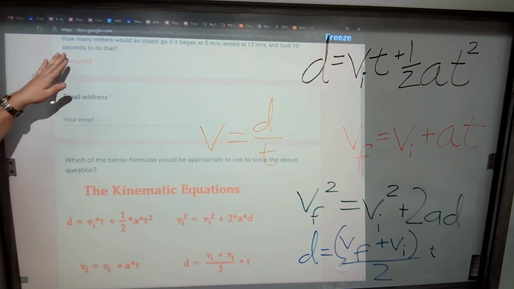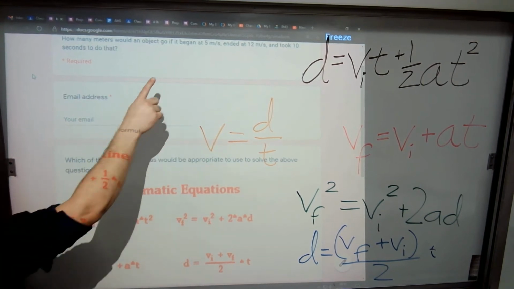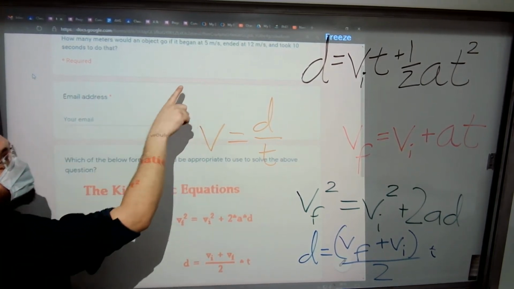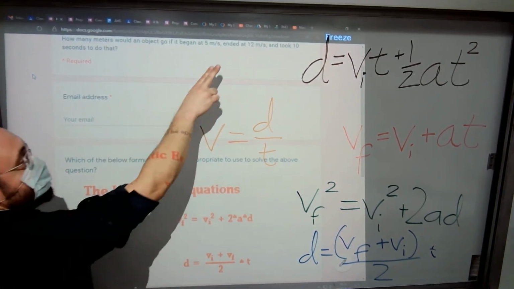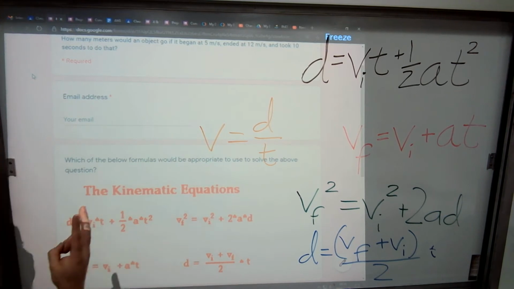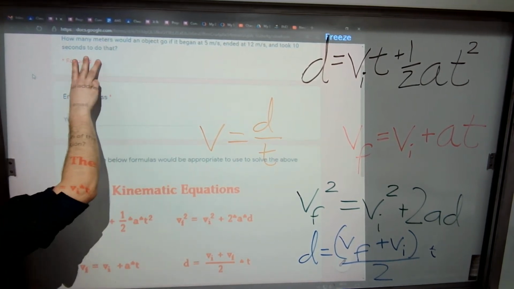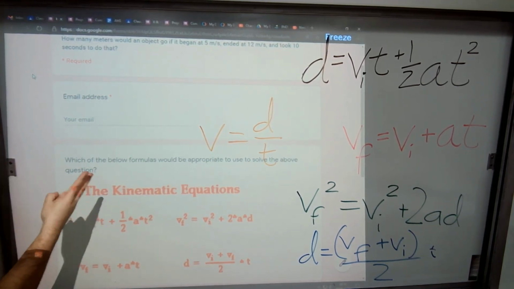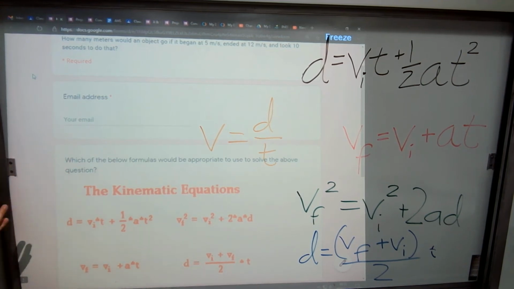Alright. So it asks how many meters. So it mentions distance. It says it began at 5 meters per second, because it's meters per second, that's velocity. And it says began, so that's initial velocity. This one ended at 12 meters per second, so because it says ended in meters per second, it's final velocity. And it took 10 seconds, so that's time. So it got distance, initial velocity, final velocity, and time. This one did not mention acceleration.